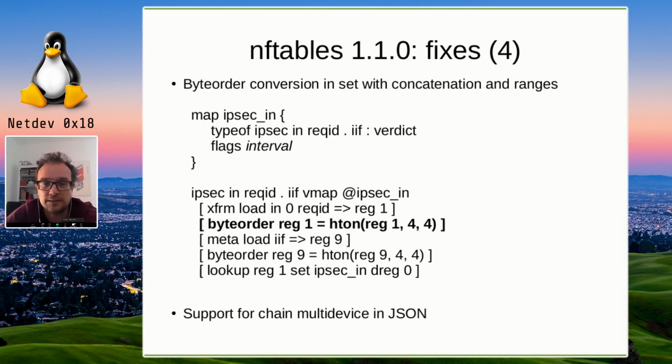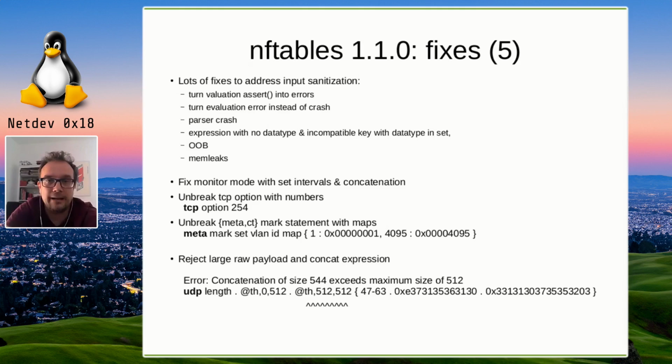Okay. So there has been a number of updates with fixes with JSON too. Just to mention one, support for chain multi-device was missing. That is another one that I'm going to specify, but very trivial bug fixes for JSON have been following up this week. We have lots of fixes to address input sanitization. This is turning evaluation, that should be evaluation, not evaluation. So turn evaluation effect into error.